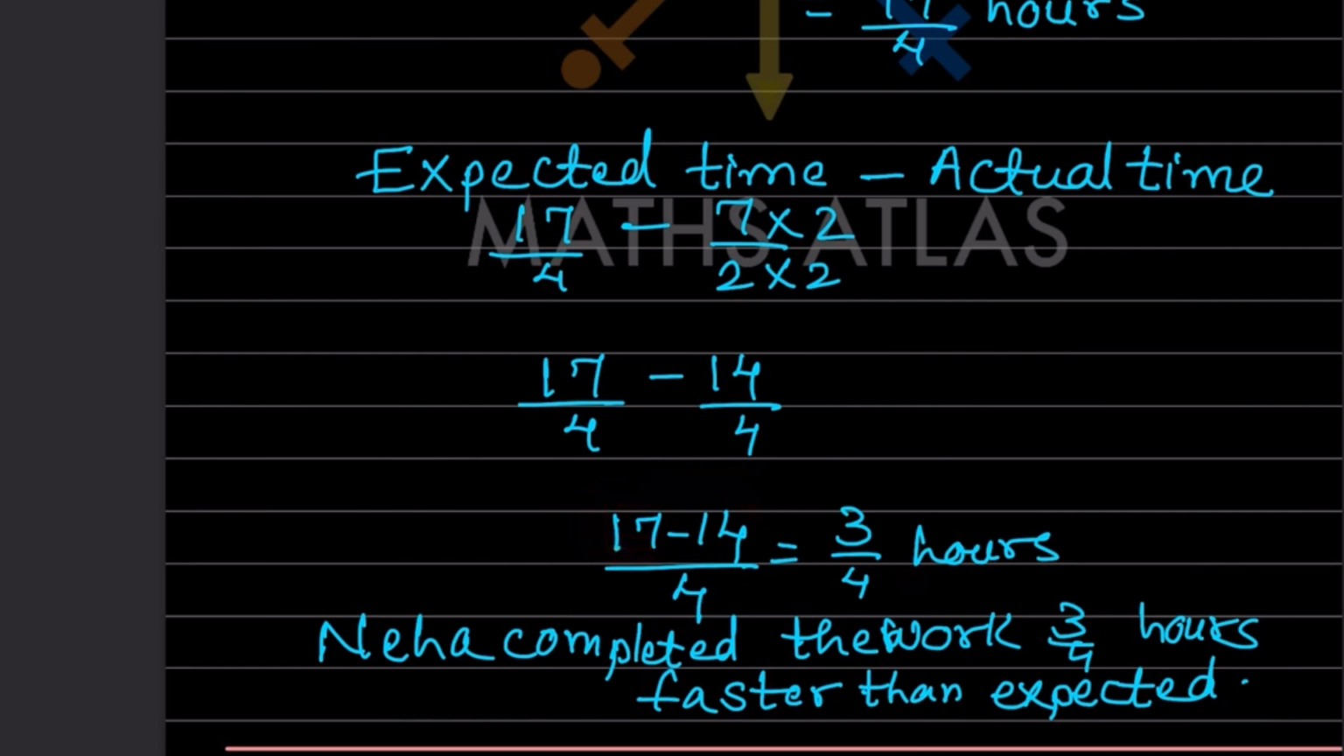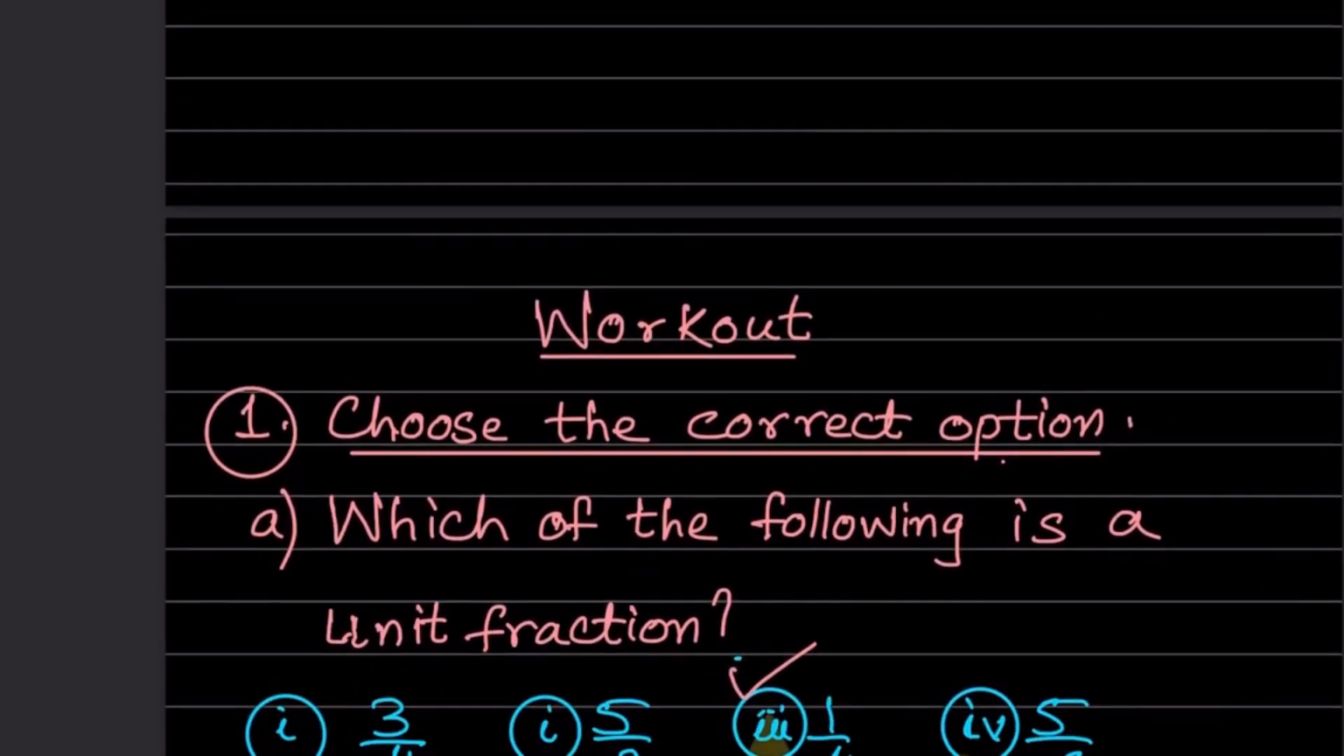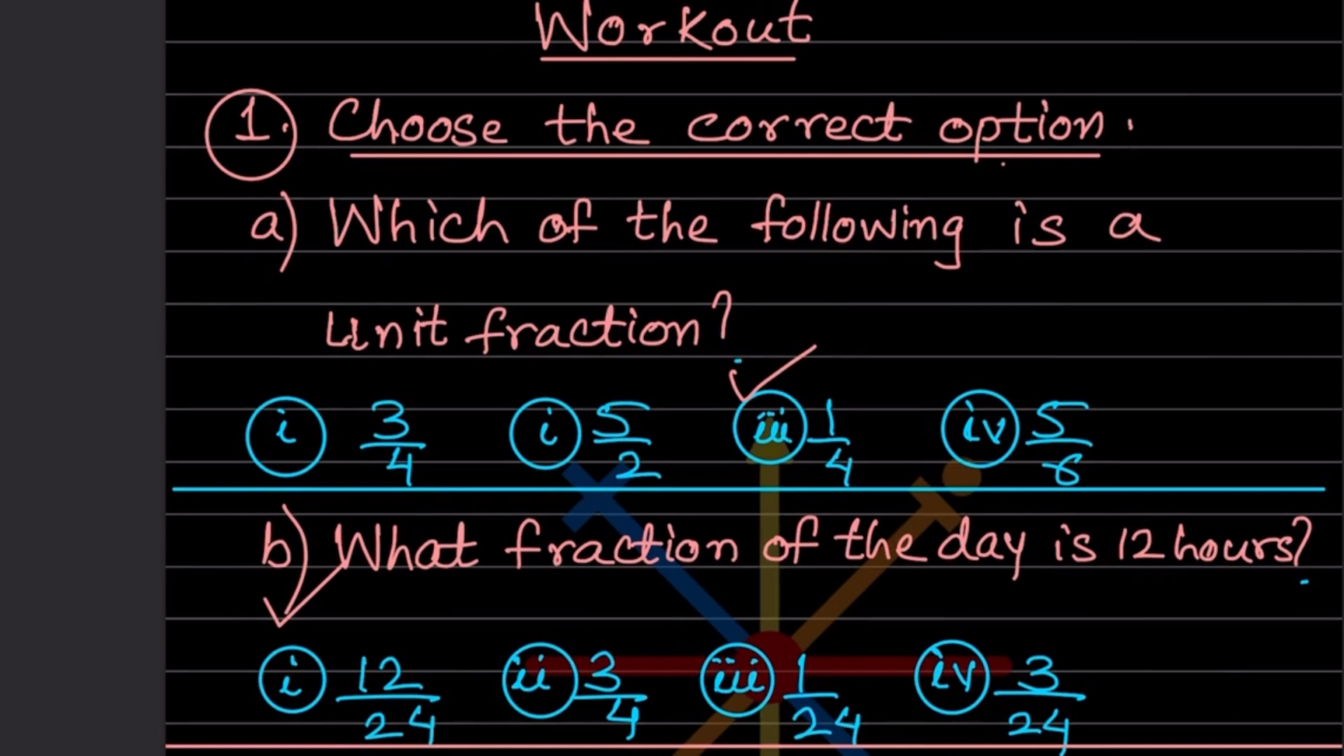So Neha completed the work 3.5, 4 faster than expected. So now the next one, now this is the workout. Actually the workout, this is the revision of all the exercises I can say. So let us see, we have done this one. In all this time, and the numbers are different.